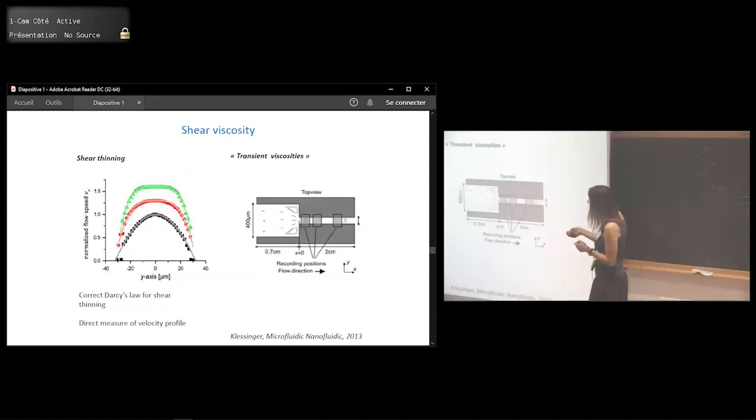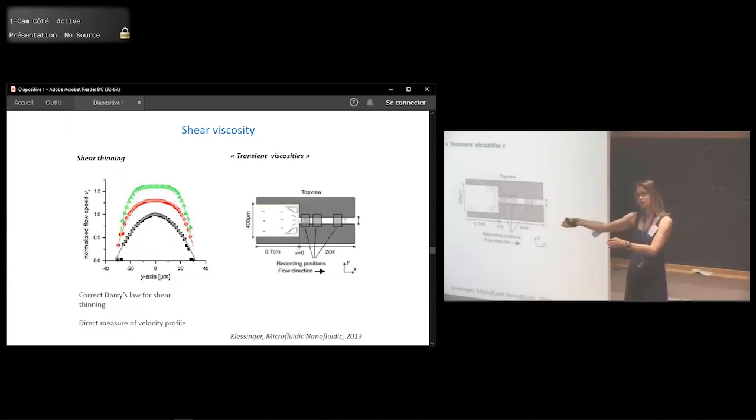The nice thing is what people did is that they have a channel where you go from a large channel to a smaller channel. So locally you change your flow structure. So it's like these experiments that you saw yesterday where you suddenly turn on your shear or your stress. And to measure transient behavior in a microchannel, what is really nice is that in a microchannel distance is equivalent to time. If you know your average flow velocity, when you move down the channel, it basically means that the fluid has spent more time in the channel.